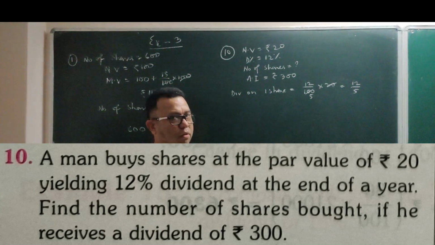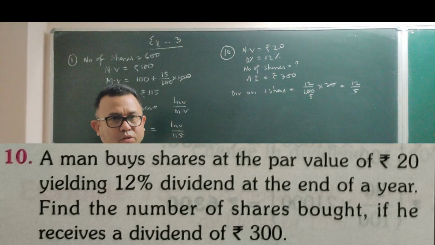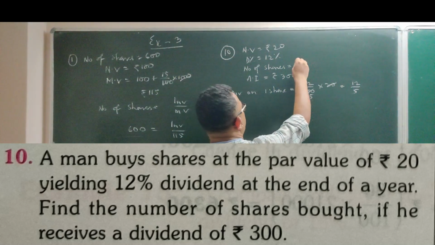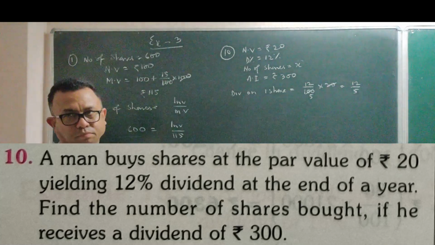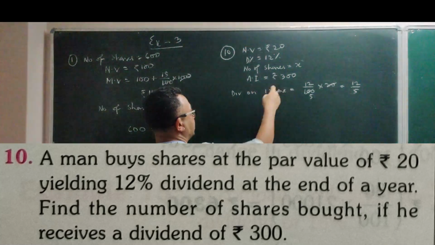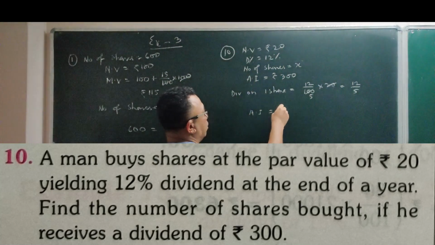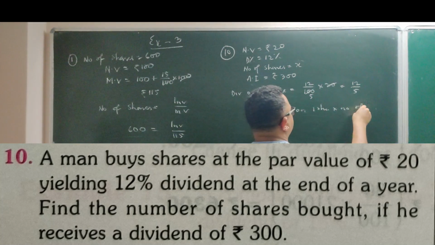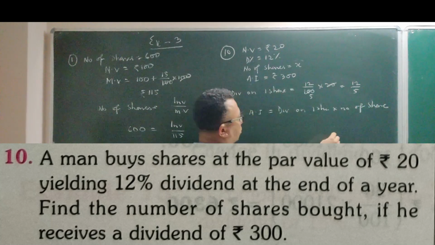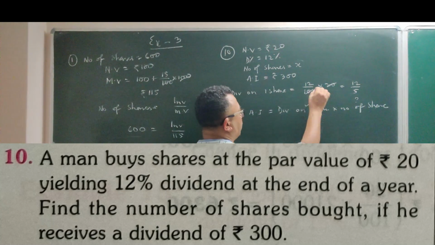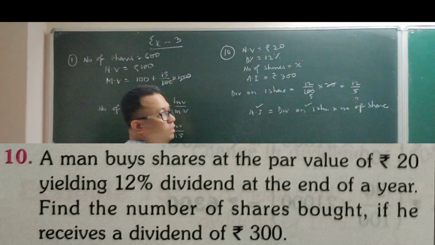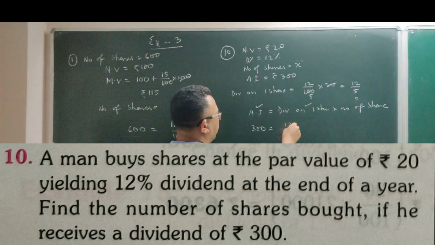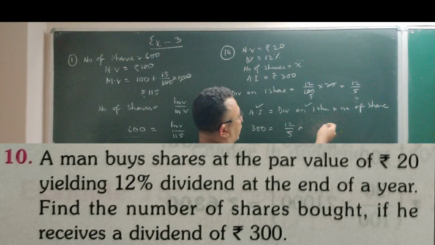Next step is number of shares, but we don't know the number of shares. That is what the question is telling us to calculate. As this vital one is missing, let it be X. Since annual income is given, let me write down the annual income formula: dividend on one share into number of shares. See how easy it is to calculate the number of shares. Dividend on one share you have calculated, and annual income is also given. So write down 300 is the annual income, dividend on one share is 12 by 5, and into number of shares we have taken as X.